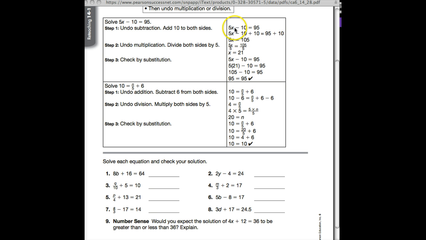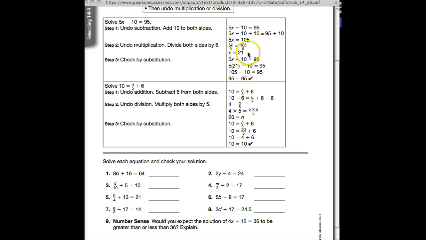So here they've got 5x minus 10 equals 95. Okay, they have added 10. They have undone the subtraction. So there you have subtraction. You undo it. You do the inverted operation. So they've got a subtraction of 10. You add 10 to each side, which gives 5x equals 105. You undo this multiplication by division. So you divide each side by 5, and you get x is 21.